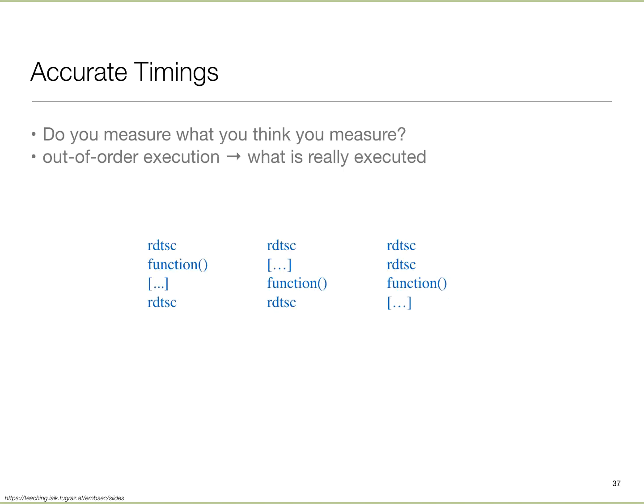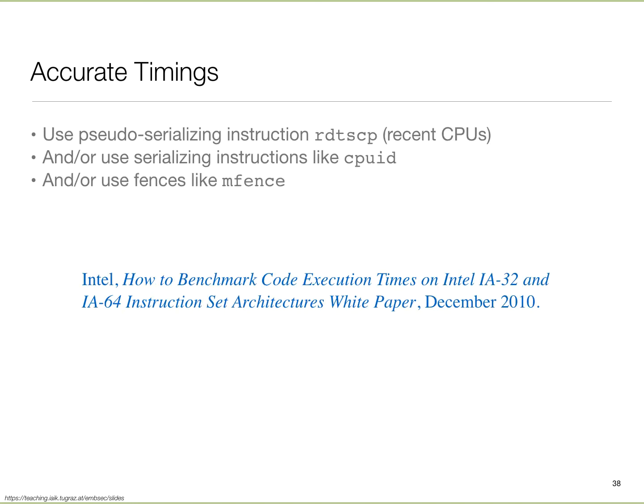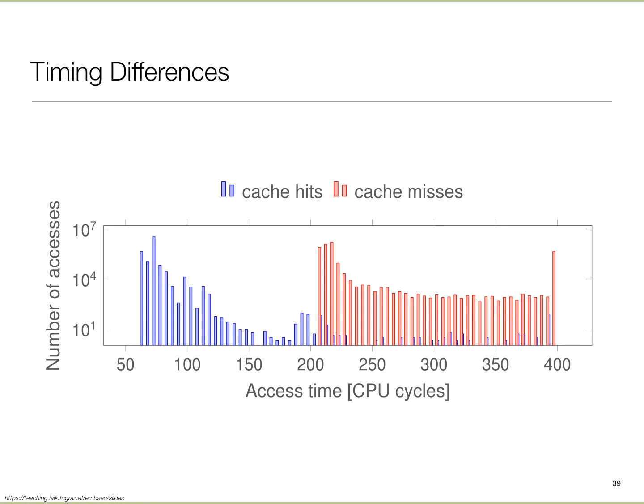And if we were to not do anything special, we may think we are measuring functions, but in reality, maybe we are picking up other instructions also. So modern CPUs have special instructions to assist in that process. There are other instructions also which help serialize. There is an instruction called CPUID and so on and so forth. Intel has an entire document describing how you measure time precisely on this thing. Okay, so we have figured that out.